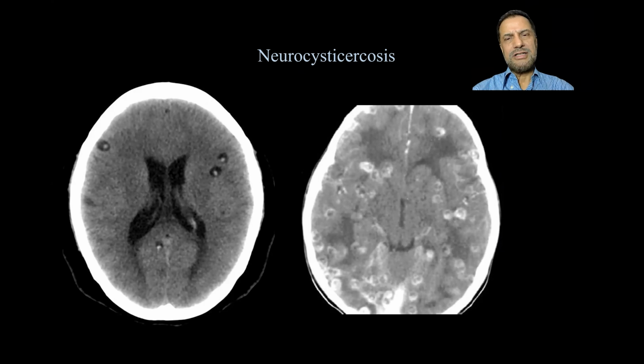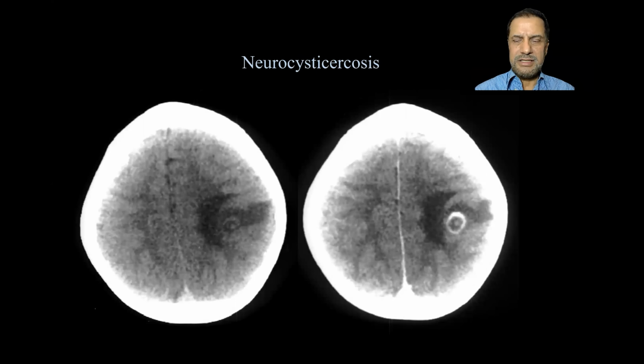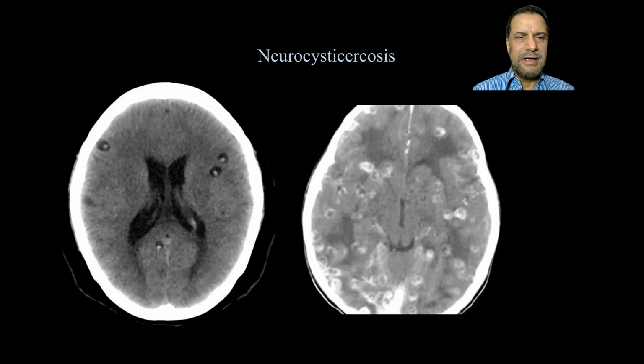And this is another type of neurocysticercosis, mainly seen in the South American region. The solitary lesion is seen in India and the Indian subcontinent area. Why there's such a difference, nobody knows. The genetic is the same, nobody knows. But then this is multiple, stage 1.